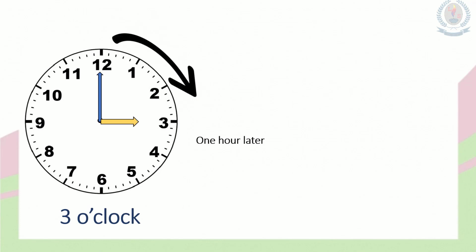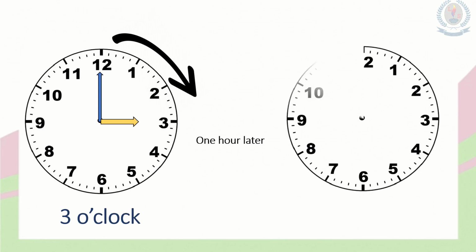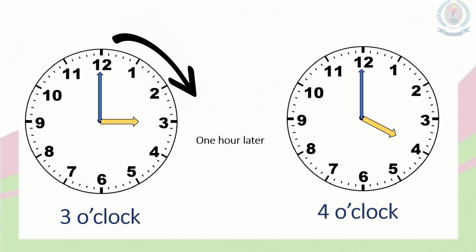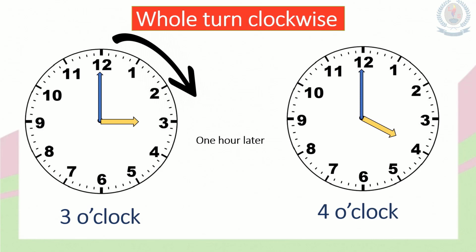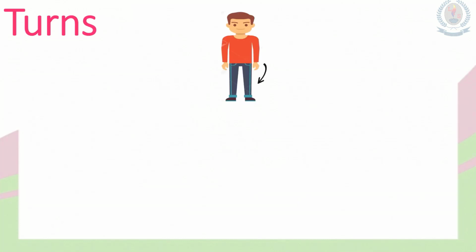Now we'll see how to draw 1 hour later. The long hand will go one whole round and come to the same place. And the short hand will move from number 3 to number 4. 1 hour later, now the time is 4 o'clock. Now we can say this is a whole turn clockwise.